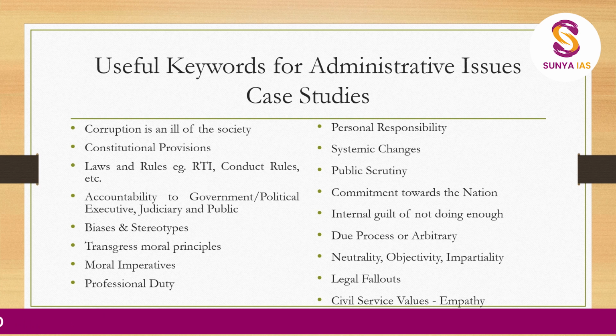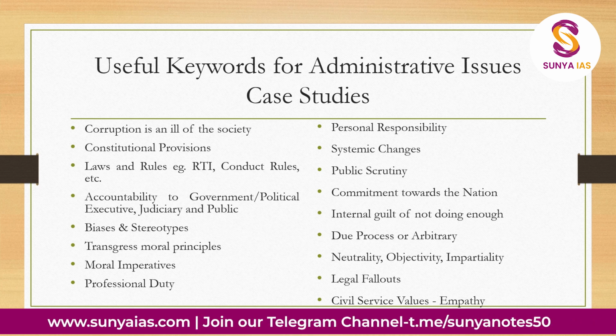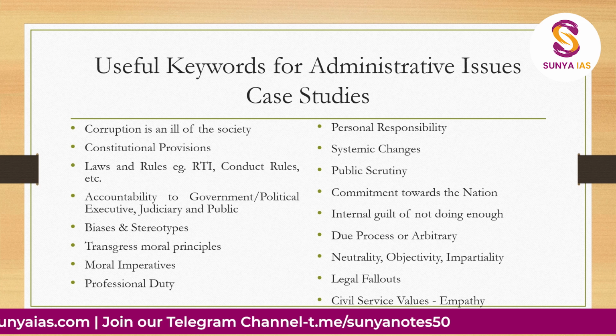What is the due process, or is there any arbitrary process that's being followed, right? So things should happen using the due process. Then you have neutrality, objectivity, and impartiality. A civil servant should be neutral, he should be objective and not subjective in his dealings, and he should be impartial and not biased towards anyone. Then you have legal fallouts. Certain rules and regulations create some legal fallouts, as in they are in contradiction with the legal provisions.